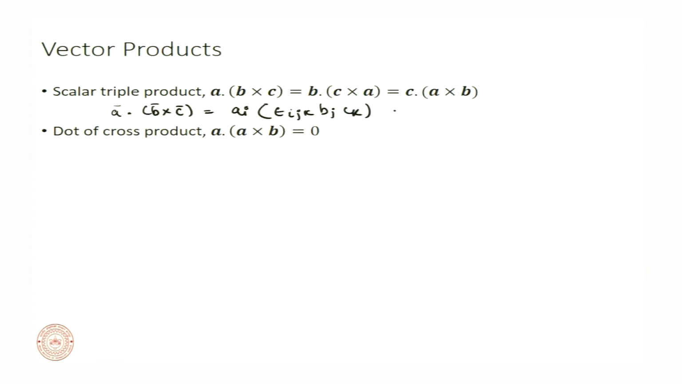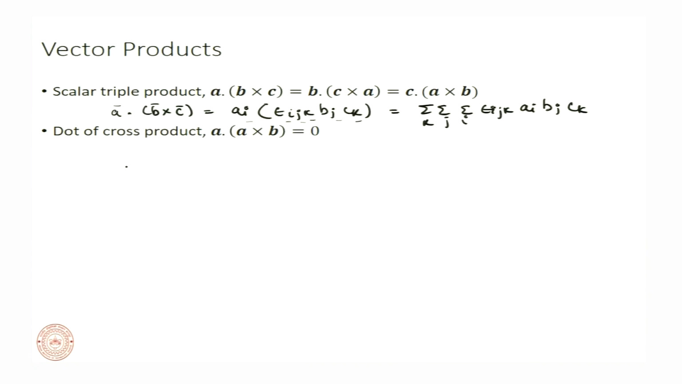So in this case, i and i are repeating, that means it will be added over i, and then we have j and j repeating, it will be added over j, and k repeating, we will add it over k. This can be written as 3 summations over i over j over k of epsilon ijk a_i b_j c_k. Okay, you will find out that they are equal.